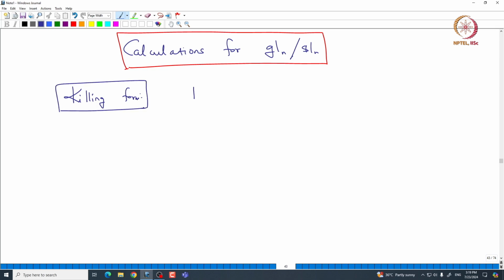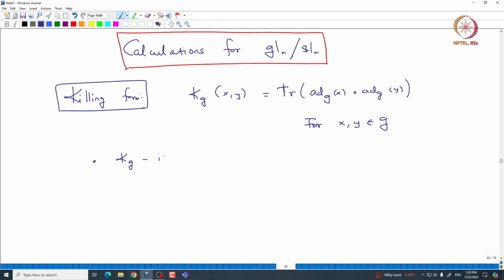So, here is the definition, which is denoted by kappa G of x comma y. This is given by the trace of ad Gx composition ad Gy, and it is a form on the space G. Here is the immediate observation. The kappa G is a symmetric G invariant bilinear form.